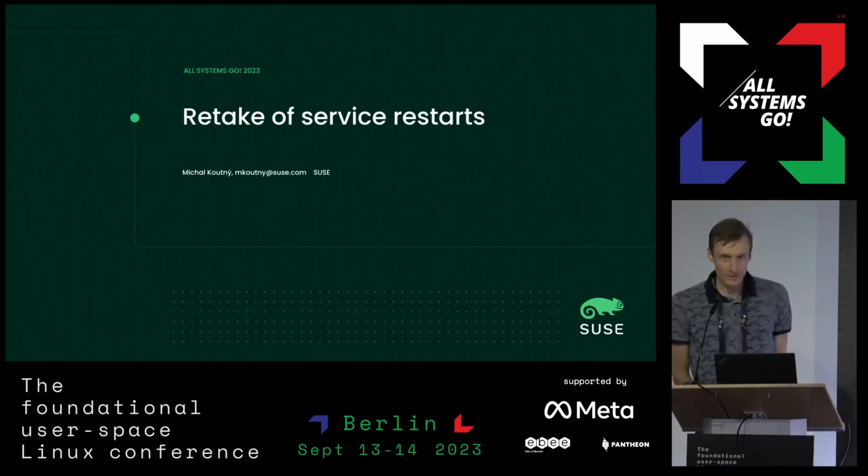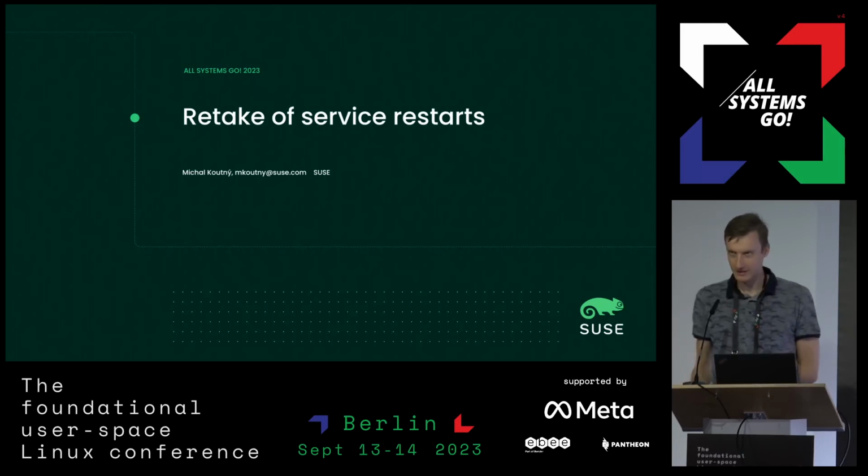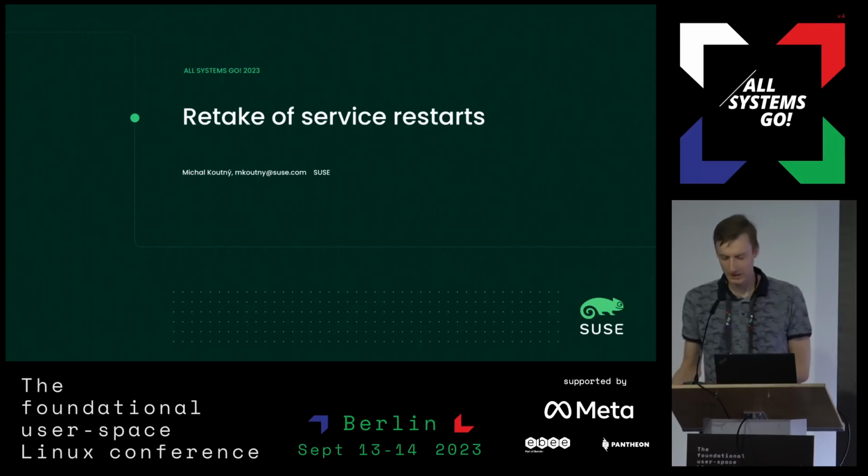Hello, so I'm Michal Koutný. I work at SUSE on various cgroup-related stuff and also on systemd sometimes. So today I will do a retake of service restarts. The explanation of the title is retake, like when you are shooting a movie, when you take a scene again.